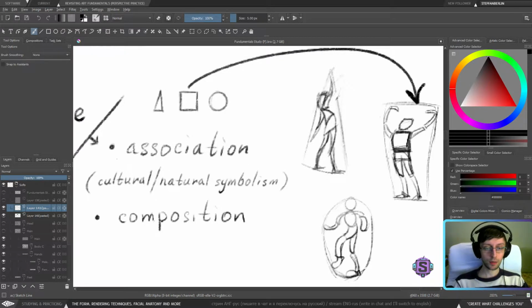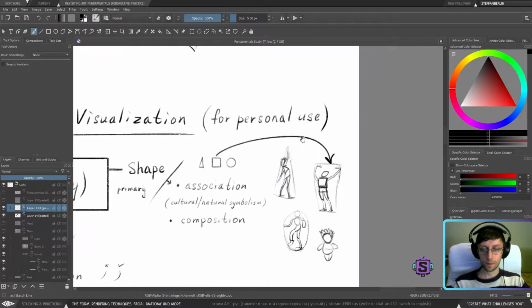So yeah, basically talking about associations, trying to find a way to add cultural or natural symbolism into our work using those basic shapes and their variations, of course. Let's just erase this one.